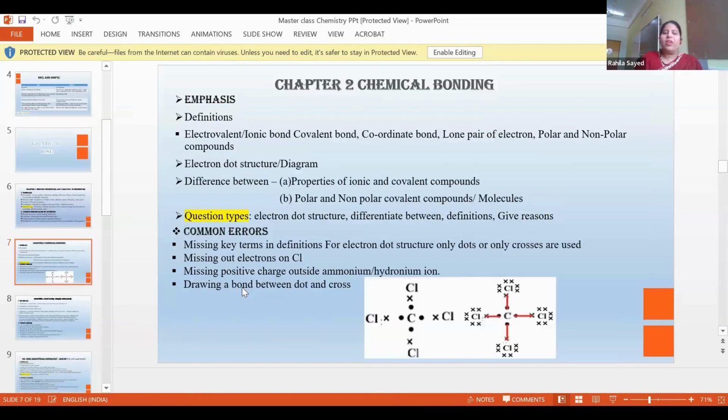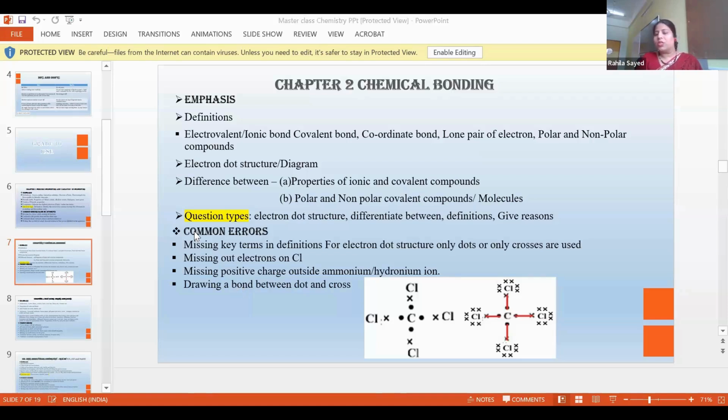One more thing, when we are drawing the structure for carbon tetrachloride, children, you forget to draw the remaining 6 electrons for chlorine. The structure which you draw is like this, the wrong structure I've shown you over here. So don't forget to draw the crosses for chlorine. Chlorine has 7 electrons. So you have to show all the 7 electrons in the structure. One more mistake which is being made is, yes, you have to identify the lone pair as well.